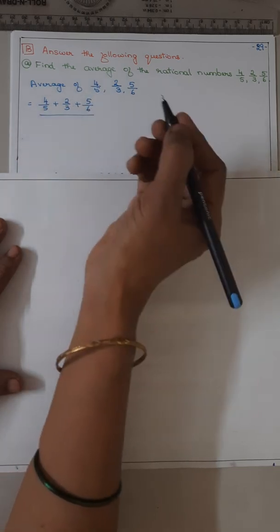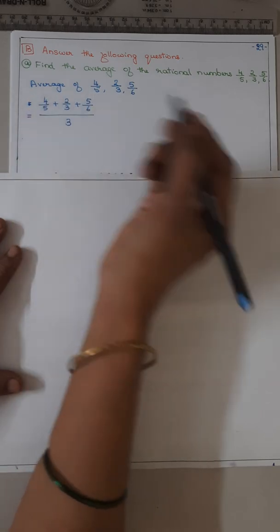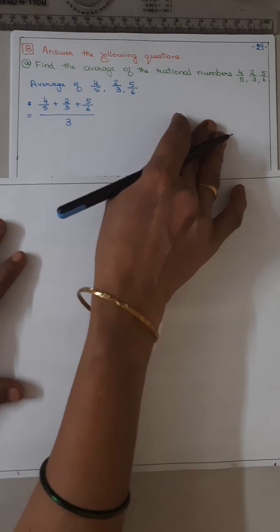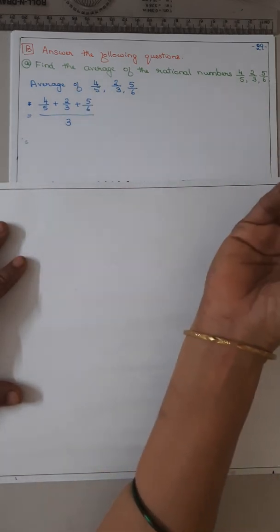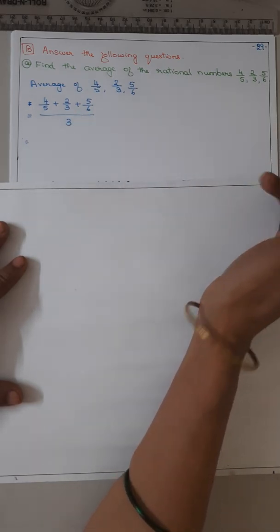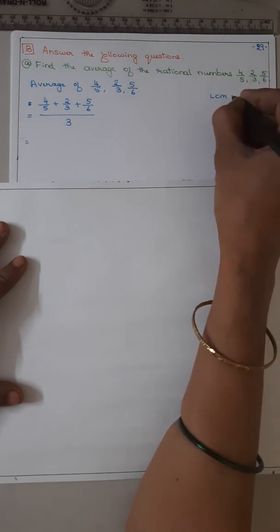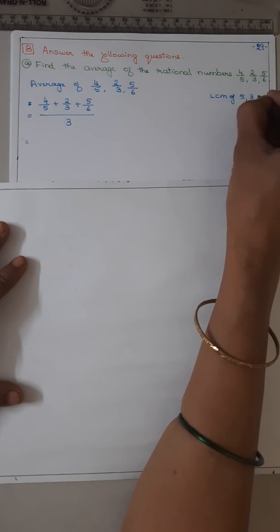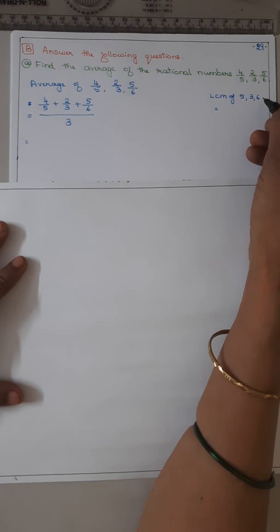How many rational numbers are there? 3. The whole divided by 3. Now the numerator is in the fractional form, isn't it? So for addition we have to take the LCM. So LCM of 5, 3 and 6. Directly if we see, the biggest number is 6.